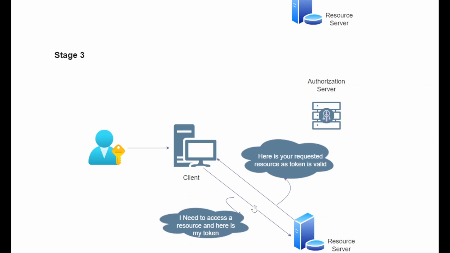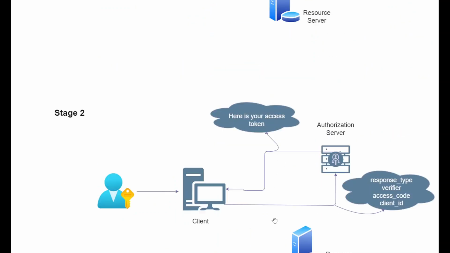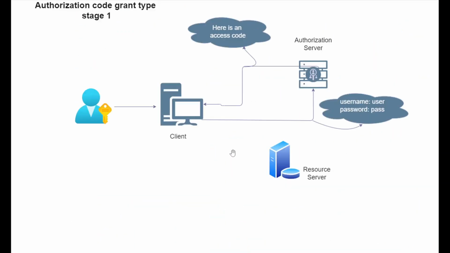And if the token is valid, the resource server is pretty much going to respond, here is your requested resource, as the token is valid. So this is the flow of the OAuth authorization code grant type. Now this is one video amongst many in this particular OAuth2 series.